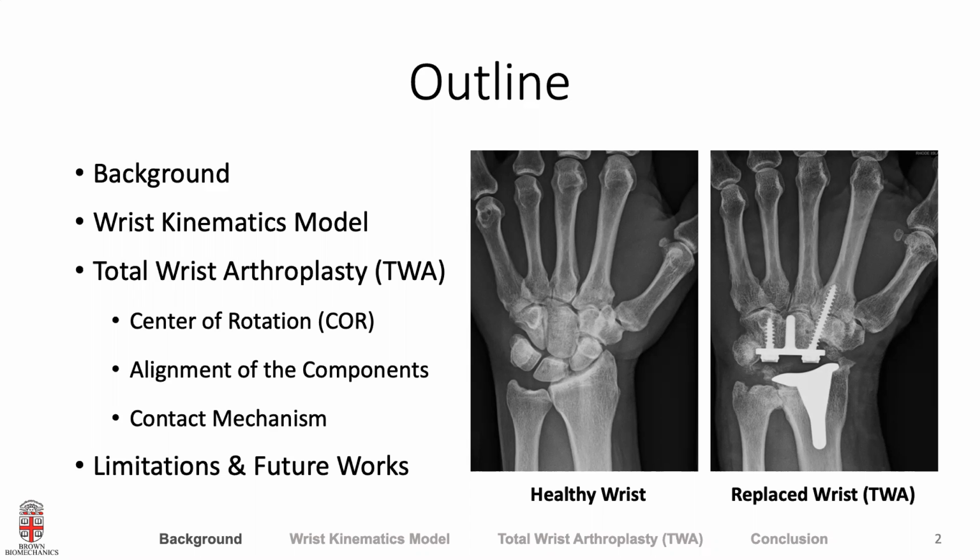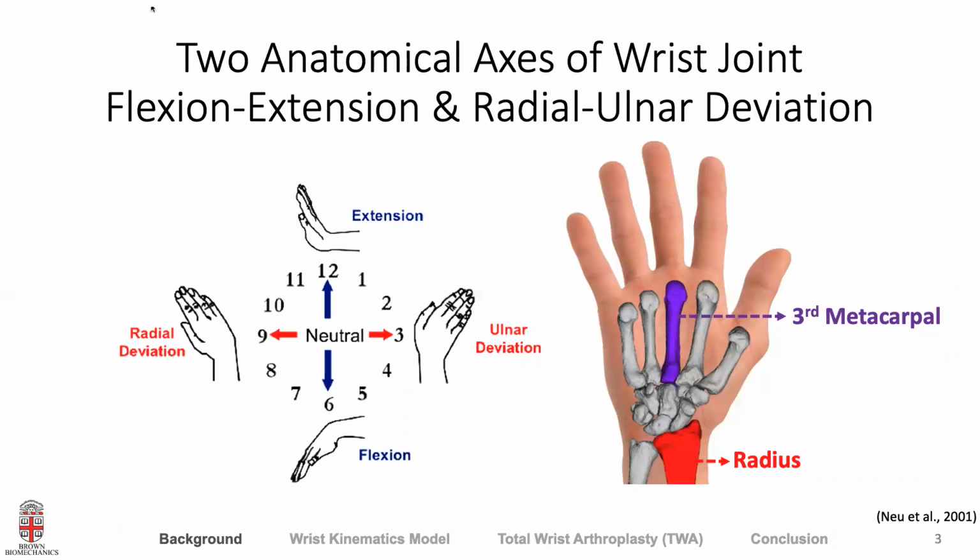In the second section of my talk, I study the total wrist arthroplasty, and I do it in an in vivo experiment by looking at 3 primary outcome measures. And then I wrap up with some of the main limitations of our work and possible avenues for future work. So let's dive in. So how does the wrist actually move?